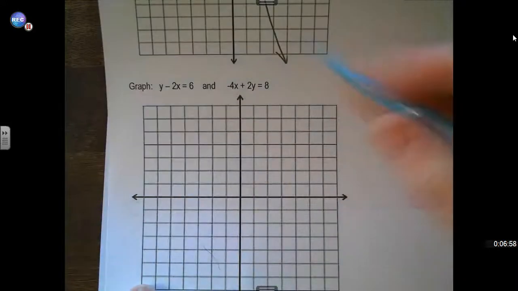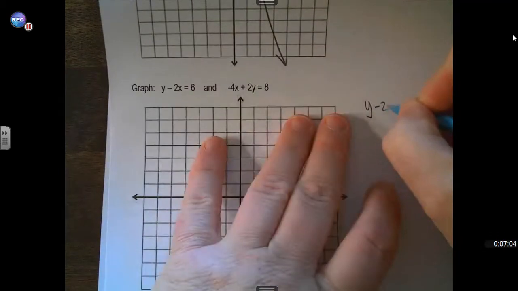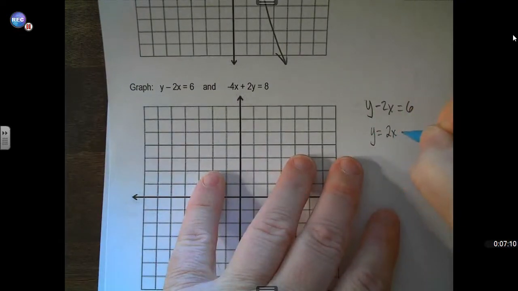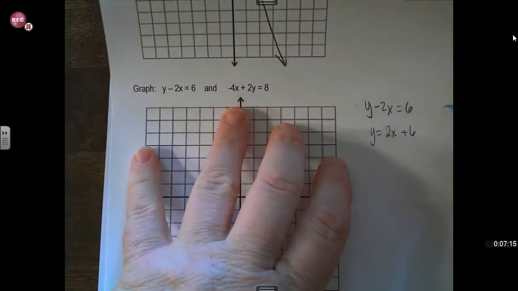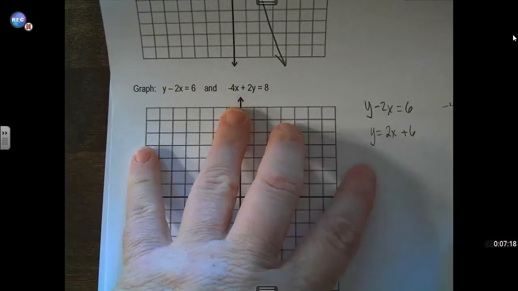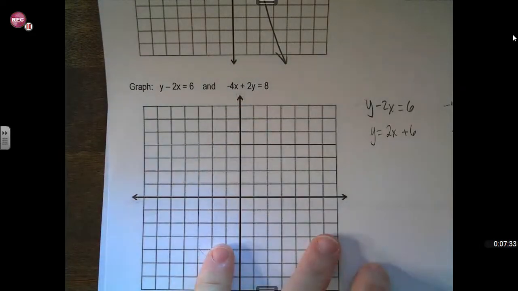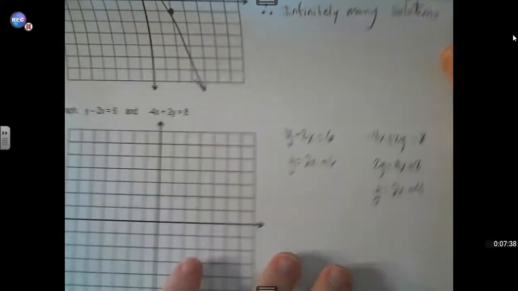So if I graph the line on the left, right now it's y minus 2x equals 6. I'm going to put it in slope-intercept form and move that 2x to the other side. On the other line, I'm going to do the same thing. It's negative 4x plus 2y equals 8. So I'm going to move the 4x over, add 8, divide everything by 2: y equals 2x plus 4. Oh, you're not seeing that. There it is.